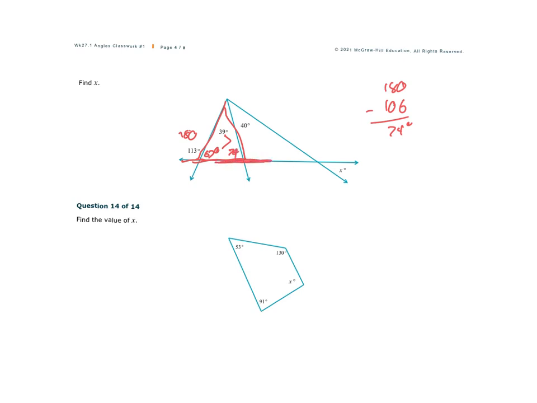Okay, and we know this is another supplementary. So 180 minus 74 gives you 106 for this angle. Now we have another triangle over here. Those add up to 146 so far. 180 minus 146 is 34 degrees. And we could find out this, but we know that these here are vertical angles. So my answer is 34 degrees.